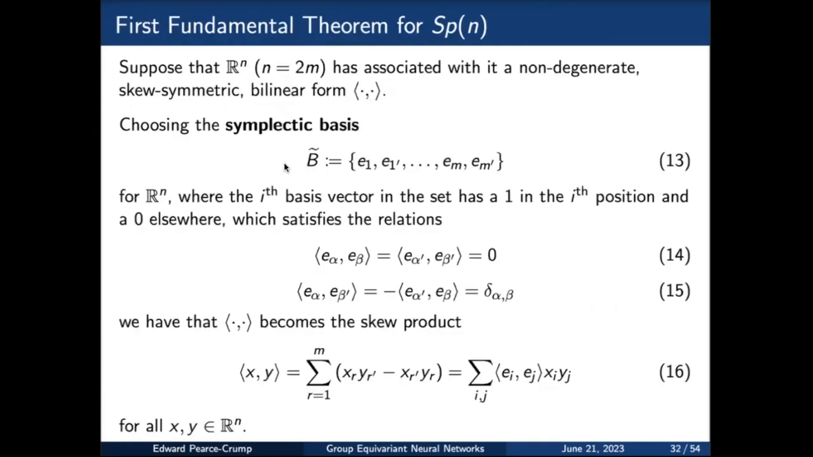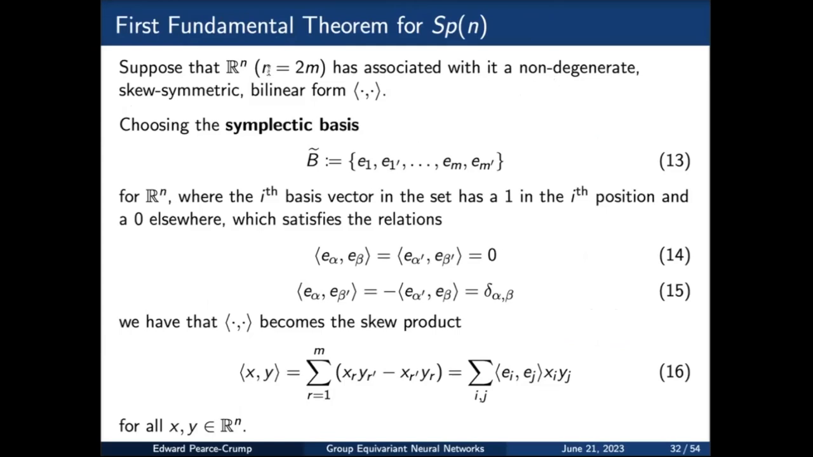Now, there are also other results for SPN and SON. So I'll go through this a little quicker just for time. For SPN, there's a different form now. So there's also a skew symmetric form, which has these sort of angle brackets. And one can show that there's something called the symplectic basis, which has a slightly different indexing.